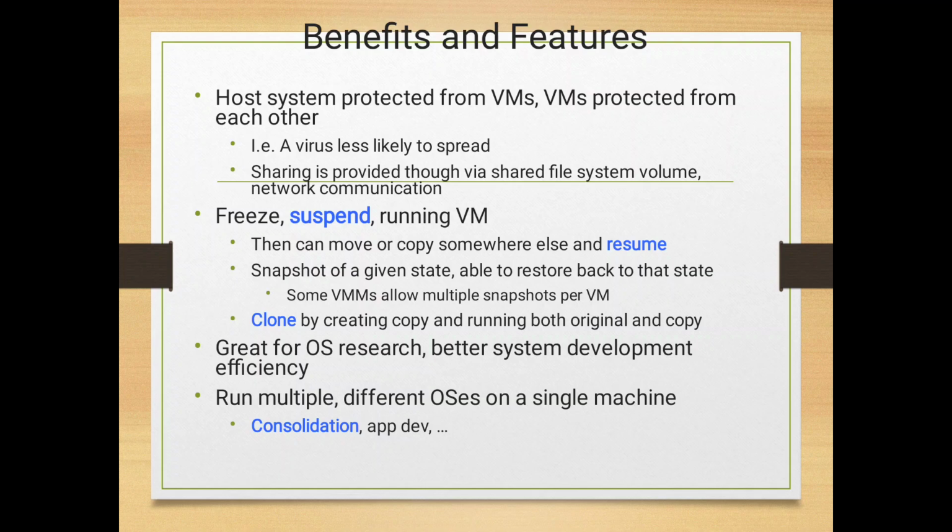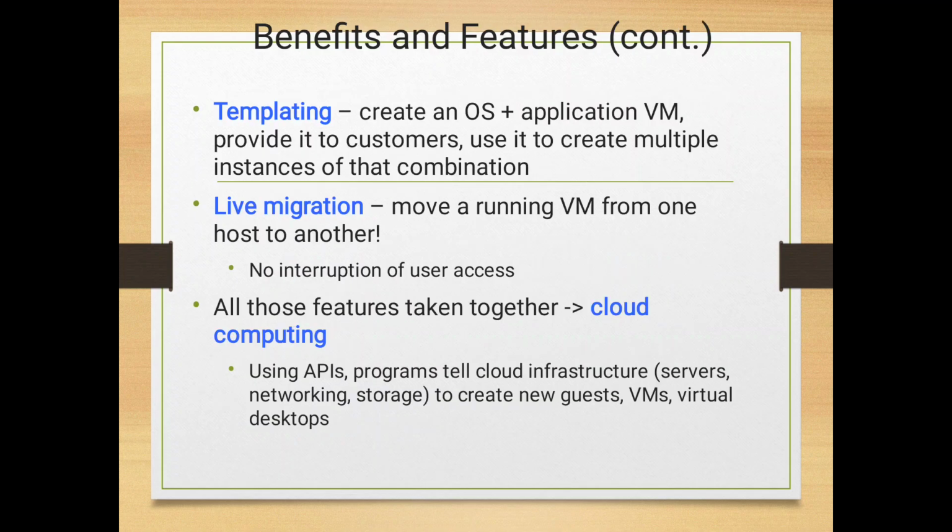Cloning is the next key point, by creating a copy and running both the original and the copy. It is a great aid for OS research and better system development efficiency. You can run multiple different operating systems on a single machine, which is really efficient. The next benefit is templating: create an OS and application VM, provide it to customers, and use it to create multiple instances of that combination.